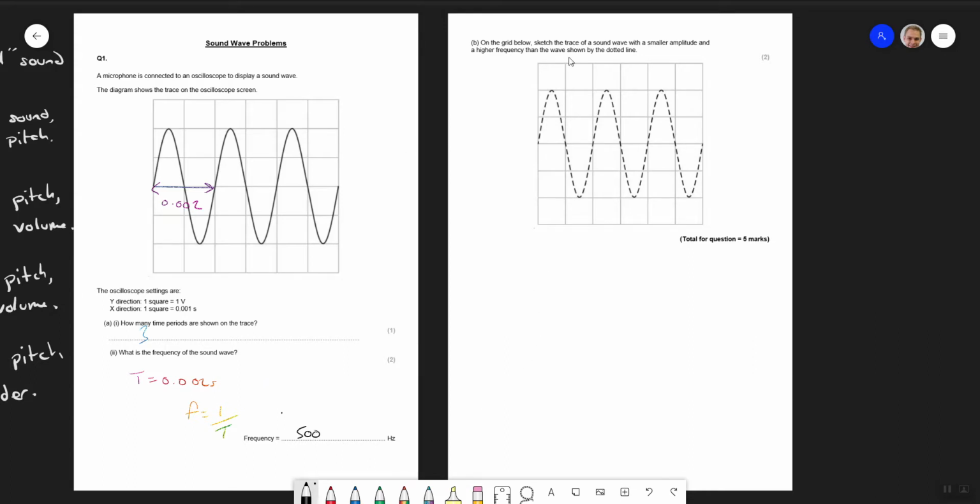On the grid below, sketch the trace of a sound wave with a smaller amplitude and a higher frequency than the wave shown by the dotted line. So smaller amplitude means it's not going to go so high. Higher frequency means I'm going to see more waves. Let's go with green. As long as I'm consistent and I've got lots of waves and a small amplitude, there we go. That'll get you the mark, because the height isn't so big and there are more waves.